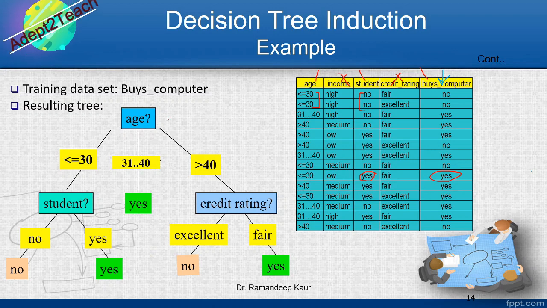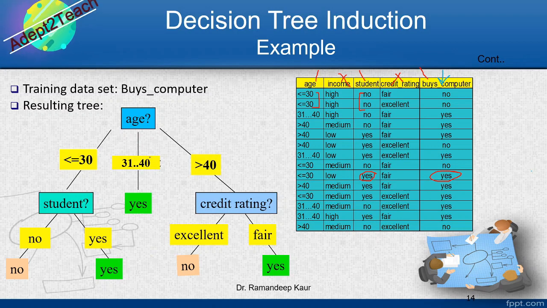The first criteria here is age. The person will be either less than or equal to 30, or in the second category 31 to 40, or in the third category greater than 40. If the age is less than or equal to 30 and the person is not a student, then they will not buy a computer. Again, if they are a student, then they will buy a computer.